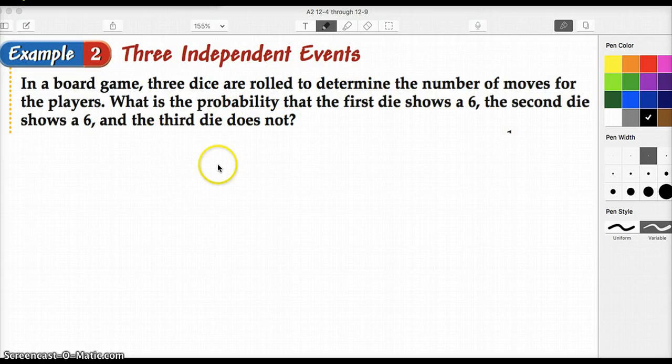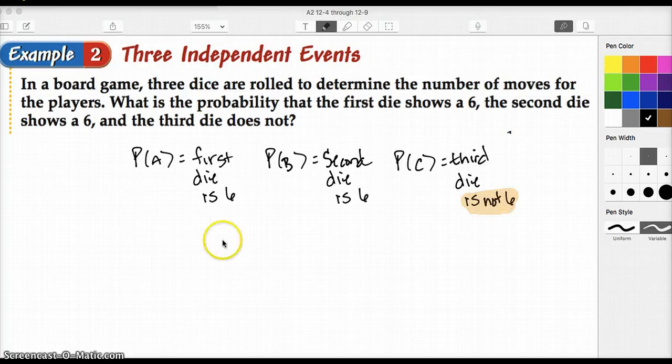Okay, so we need to think about these different events. Even though it's not stated, we're talking about a six-sided die. And so even if we are choosing what's the probability of the first one being six, well, that's going to be 1 out of 6, right?